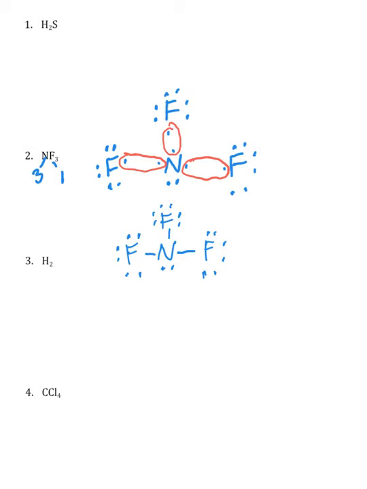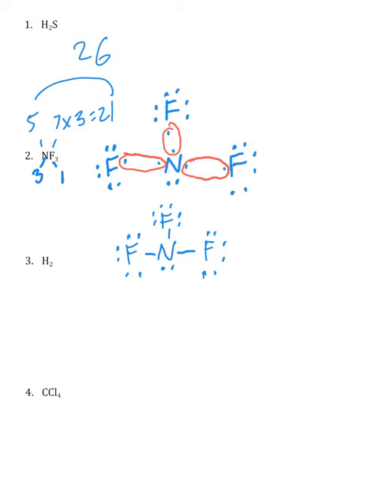I can double check that I did everything right. Everything's got 8 electrons. Nitrogen started with 5 electrons. The fluorines each started with 7, and there were 3 of them, so 21. So I should have 26 total electrons in this thing. And if I count them, 1, 2, 3, up to 26, I do indeed still have 26 electrons. So that's good.